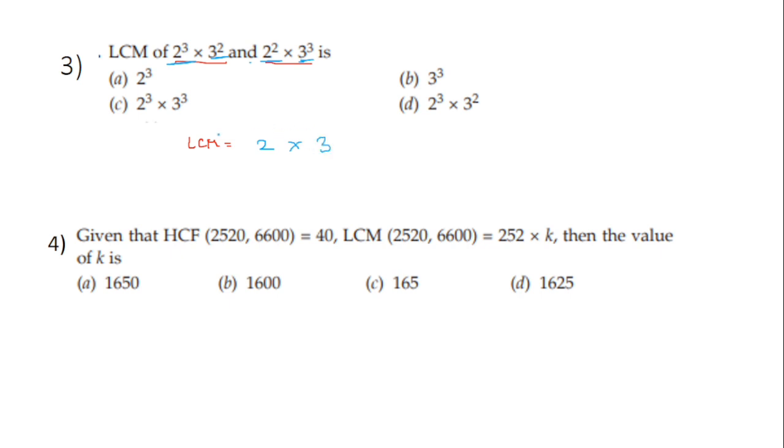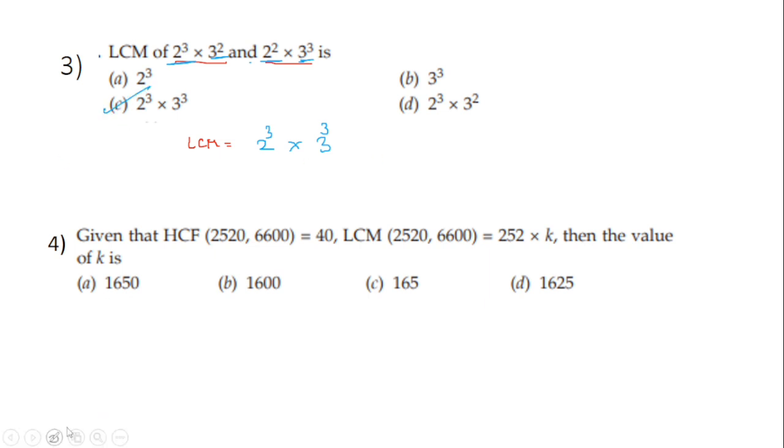And what about the powers? That is very important here. The maximum power we will consider for LCM. If you want to find HCF, we will consider the least power. So here the two powers are 3 and 2. The maximum is 3, so we will take 3. And for 3, one is square and the other one is cube. The maximum is 3, so we will take 3. LCM is 2 cube into 3 cube. This is our answer.